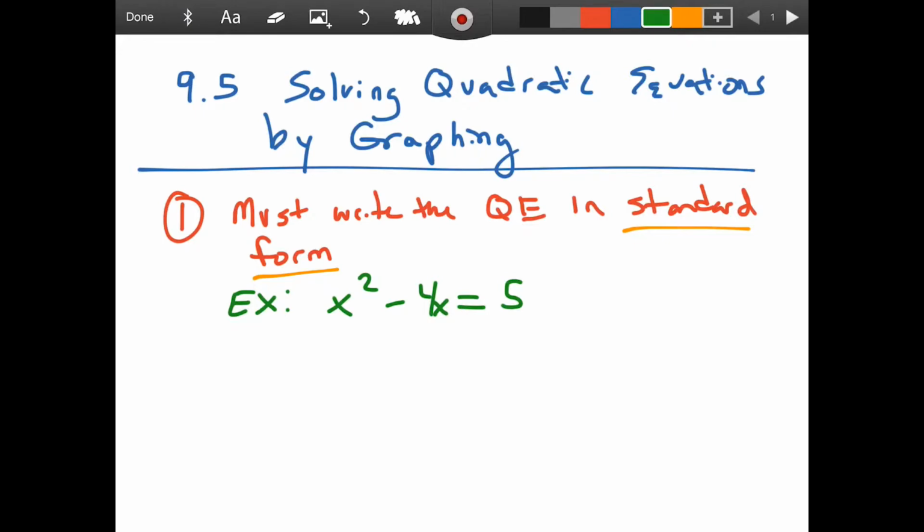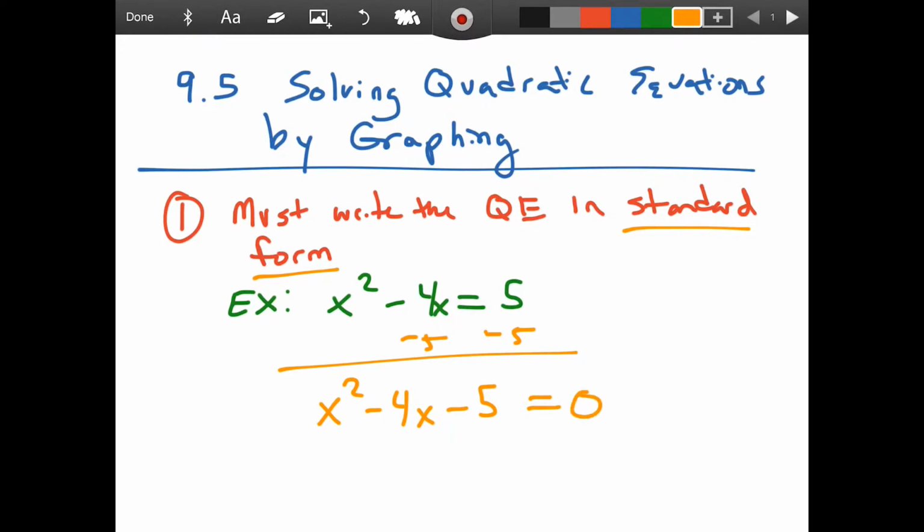It's close to being in standard form, but in standard form, you're going to have all of your variables and all of your coefficients on one side of the equation sign, and you're going to have 0 on the other. So when I look at this quadratic equation, what I need to do is move that positive 5 to the left side of the equation. To do that, I'm just going to subtract 5 from each side of the equation. And when I rewrite that, I get x squared minus 4x minus 5 equals 0. This would be considered in standard form.